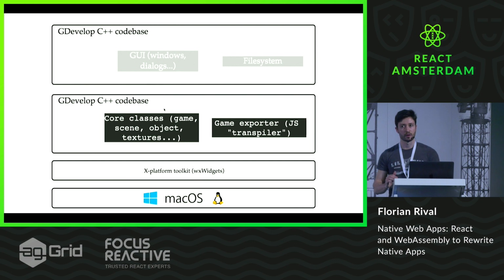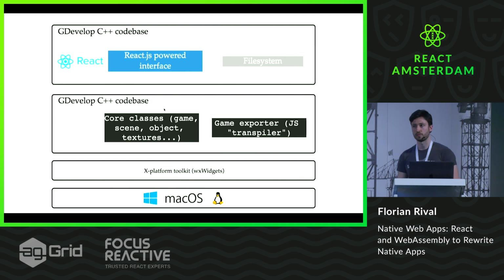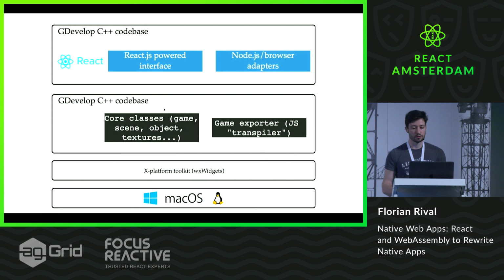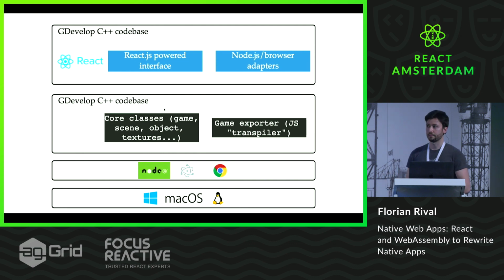That's the first part. And on top of it, there was all the graphical user interface, still in C++, and everything related to the file system to write files. So my idea was I could replace the interface by React. And for the file system, I could use Node.js or some browser adapters, meaning that I will be running on Node.js or Chrome or Electron to have an application that I could package and distribute as a classical application that one can download.